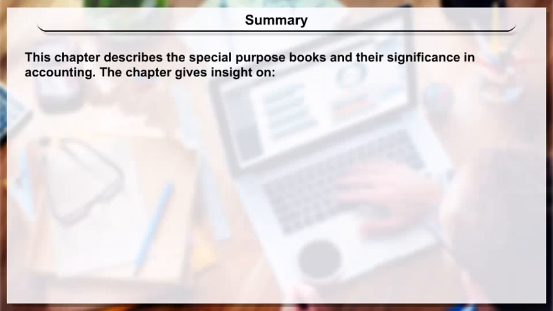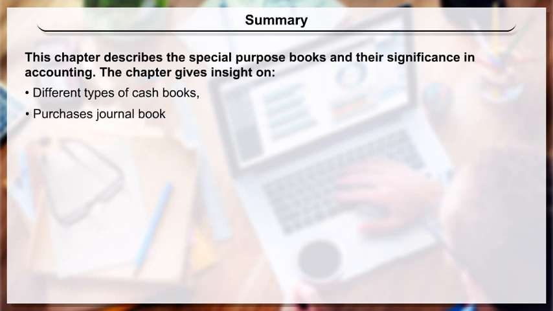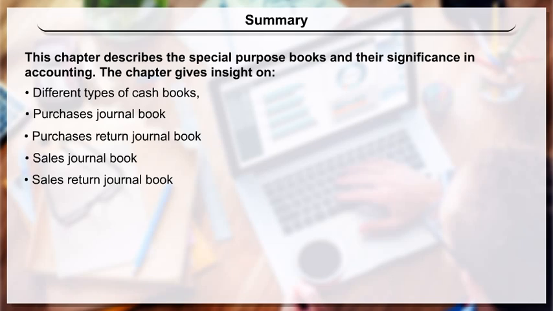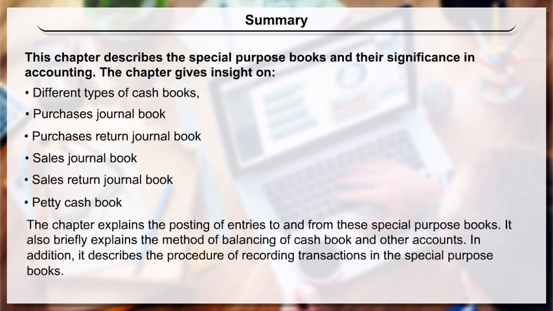Summary. This chapter describes the special purpose books and their significance in accounting. The chapter gives insight on different types of cash books, Purchases Journal Book, Purchases Return Journal Book, Sales Journal Book, Sales Return Journal Book, Petty Cash Book. The chapter explains the posting of entries to and from these special purpose books. It also briefly explains the method of balancing of cash book and other accounts. In addition, it describes the procedure of recording transactions in the special purpose books.